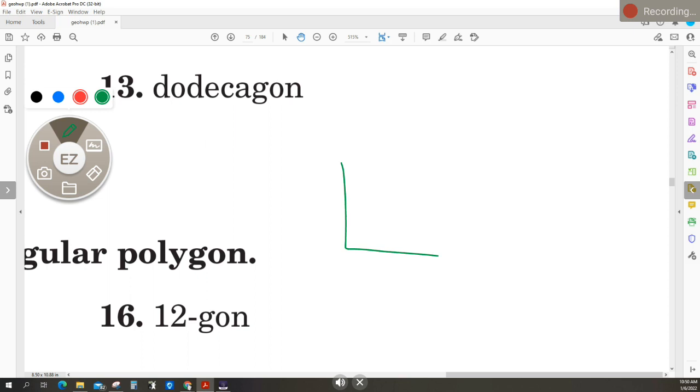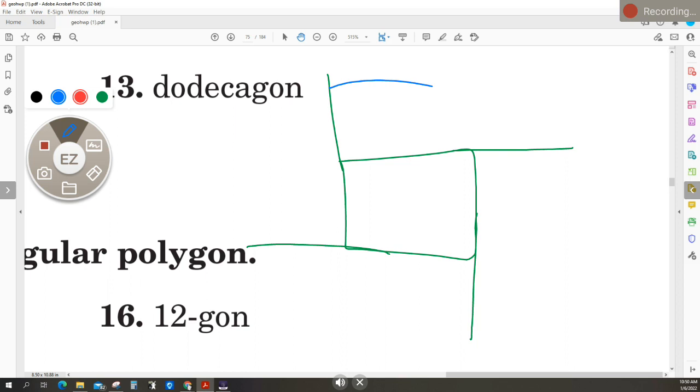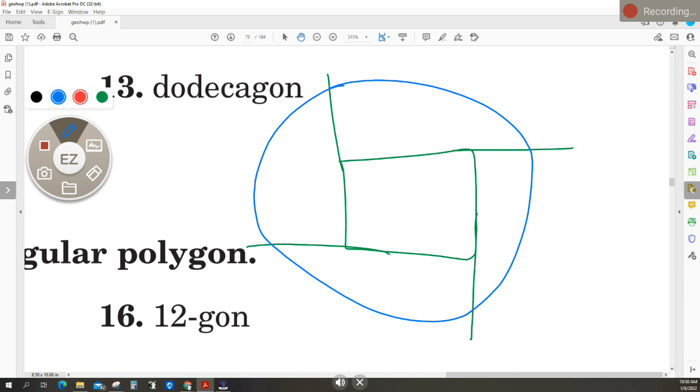What if I use a quadrilateral and I extend it out? Like so, right? And then I said, hey, if I go from this angle to this angle to this angle to this angle, what does that make? 360. Guess what the exterior angles of a quadrilateral equal? 360. So the exterior angles equal 360. Right? Okay.